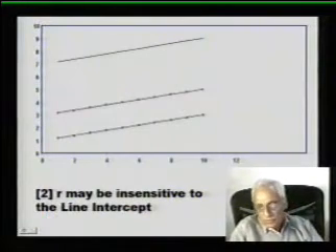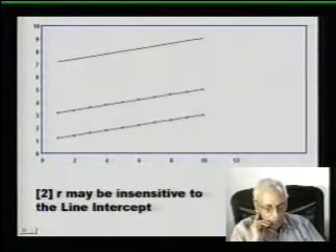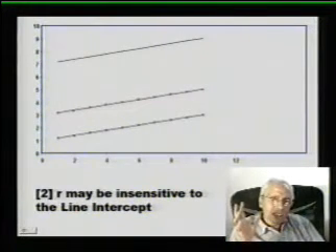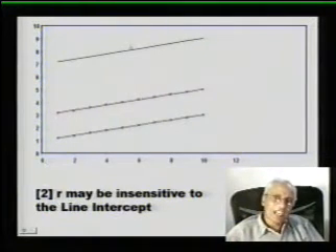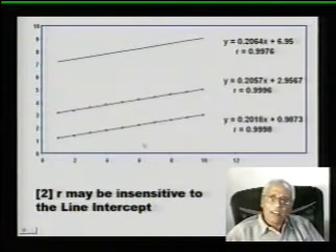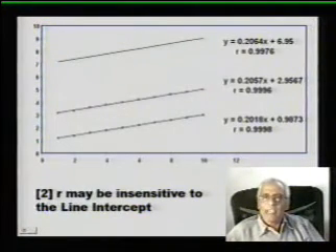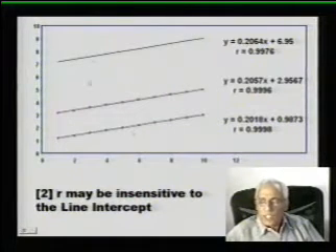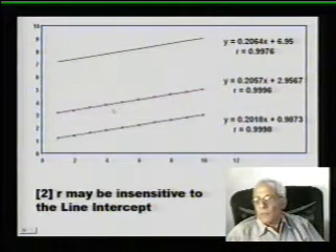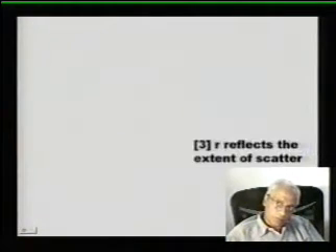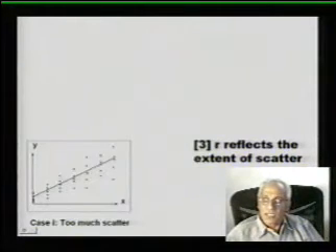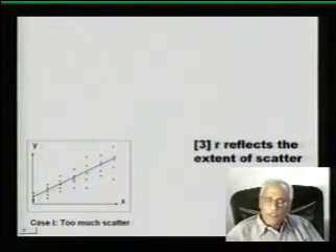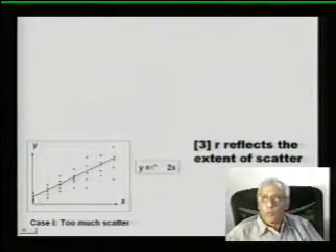Second feature, which is a common misconception, is that R may be insensitive to the intercept. In other words, you may have 3 lines that have basically the same slope but different intercepts, and they could have more or less the same R value. The key is R reflects the extent of the scatter. If you have too much scatter, R will be low.